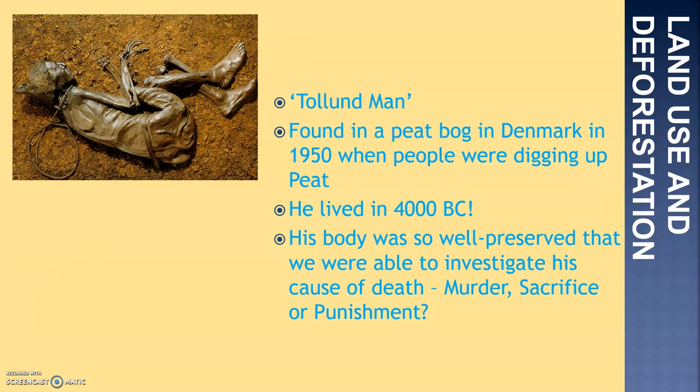Now I thought I was going to tell you a story. There was somebody they found called the Tollund Man. He was found in a peat bog in Denmark in 1950 when people were digging up peat. He lived in 4000 BC, and his body was so well preserved that we were able to investigate the cause of his death: murder, sacrifice, or punishment. His body was preserved in a peat bog. Remember, the bog is like a carbon store, it stores up the carbon.